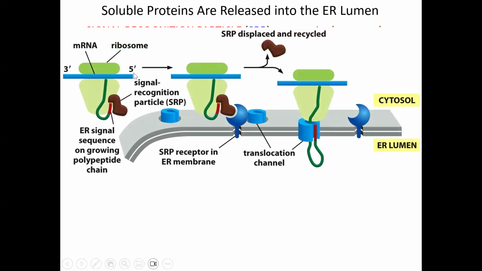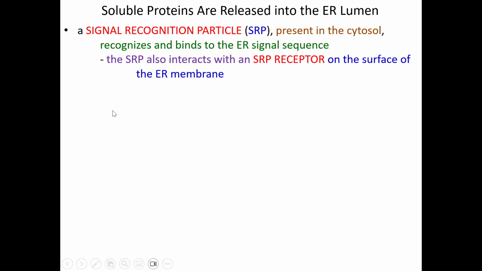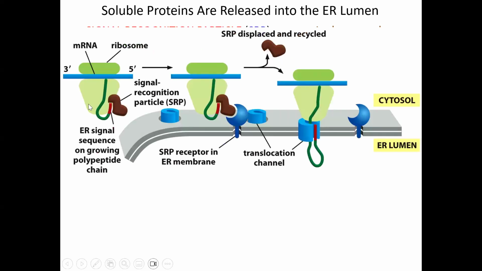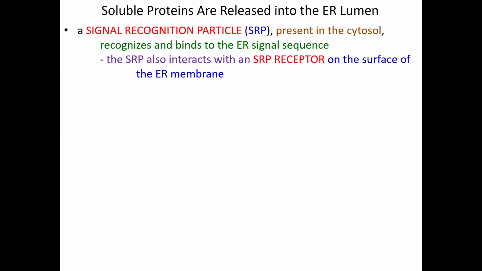So again, here's our messenger RNA in blue. Here's our ribosome in light green. Here's our newly made protein in green, but the very first amino acids of our newly made protein are the ER signaling sequence. As soon as that ER signaling sequence emerges from the ribosome, it's going to be bound by an SRP, a signal recognition particle, a protein whose job it is to bind to that signaling sequence. The SRP interacts with the signaling sequence on the newly made protein. It's also simultaneously capable of interacting with an SRP receptor. SRP receptors are membrane-bound proteins on the surface of the ER membrane.